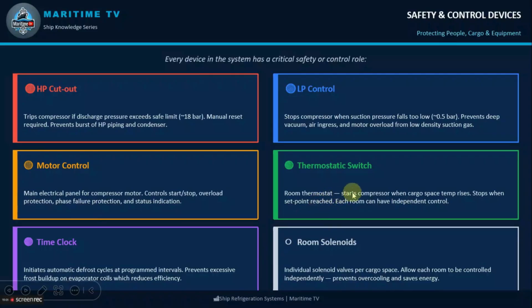Thermostatic switch is the room thermostat. It starts the compressor when cargo space temperature rises. Stops when set point is reached. Each room can have independent control. Defrost timer clock initiates automatic defrost system at programmable intervals. This prevents excessive frost buildup on evaporator coils, which reduces efficiency. So we have room solenoids. An individual solenoid valve for each cargo space allows each room to be cooled independently. This prevents overcooling and saves energy.